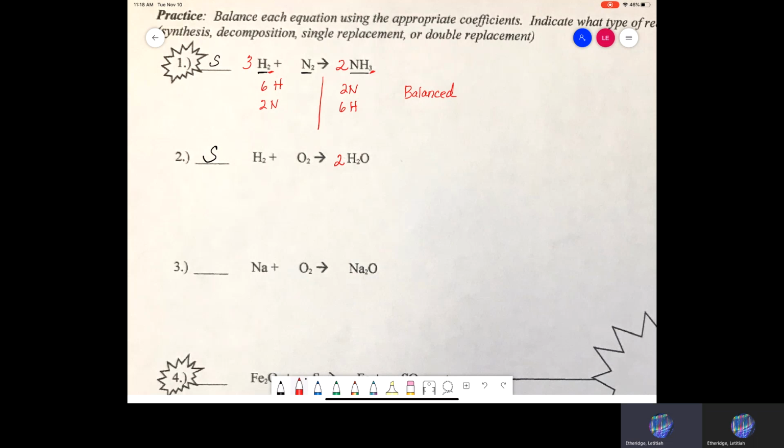All right. And then you obviously want to check your numbers to see what's going on. So now I have 4 hydrogen. I have 2 oxygen. And then I have 2 hydrogen and 2 oxygen. So my oxygens are fine. My problem child is my hydrogen, because I have 4 on one side and 2 on the other. So I need to get to 4 on my reactant side. Add a 2. That'll bring you to 4. We're now balanced.